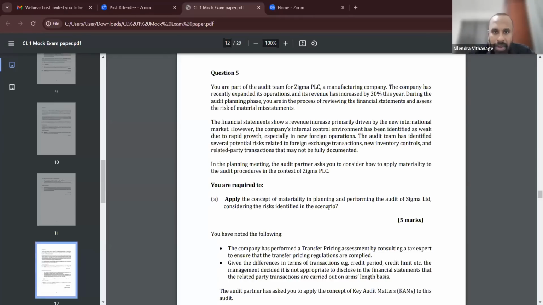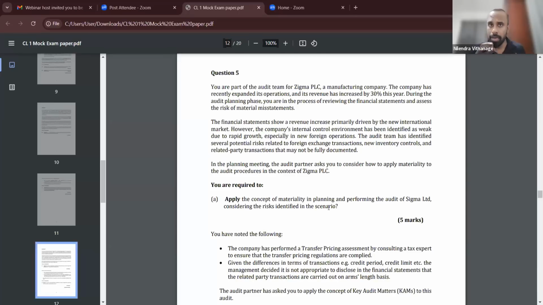The audit team has identified several potential risks related to foreign exchange transactions, new inventory controls, and related party transactions that may not be fully documented. In the planning meeting, the audit partner asks you to consider how to apply materiality to audit procedures in the context of Sigma. How to apply materiality?